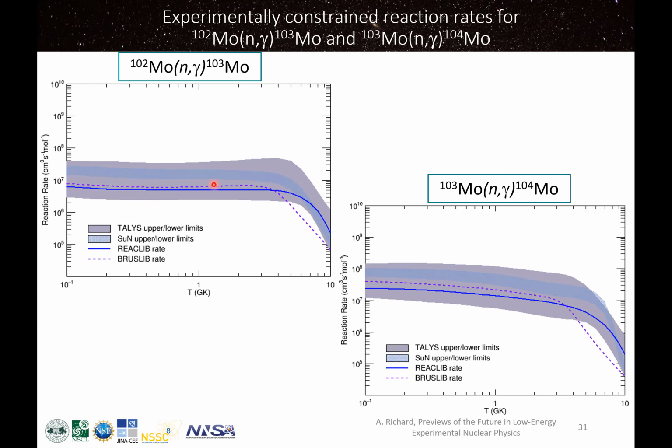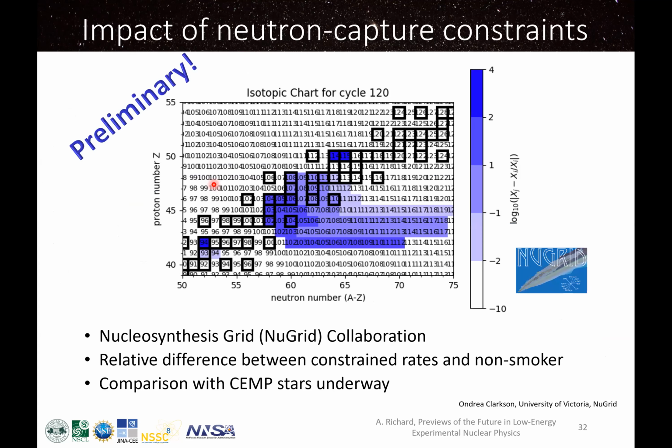So the next step after we have this is to actually try to insert these constraints into some sort of i-process calculation to determine the overall impact. And so we've done that. So this is very, very preliminary, very much hot off the presses. We've formed a collaboration with the Nucleosynthesis Grid, or NuGrid, group. And these calculations were done by Andrea Clarkson, who's a graduate student at the University of Victoria.